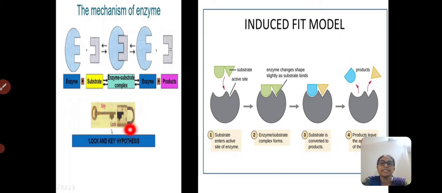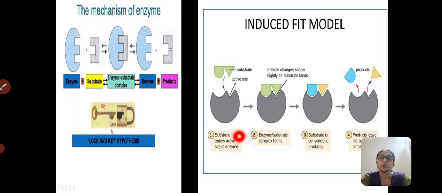This exactly resembles the lock and key. The key is the substrate material, and the lock has a groove which adjusts to that particular key. In the same manner, enzymes have grooves called active sites, to which the substrate comes and binds. And next we studied another model to explain the mechanism of enzyme action, that is Koshland's induced fit model.